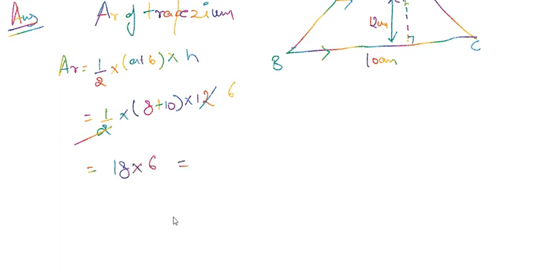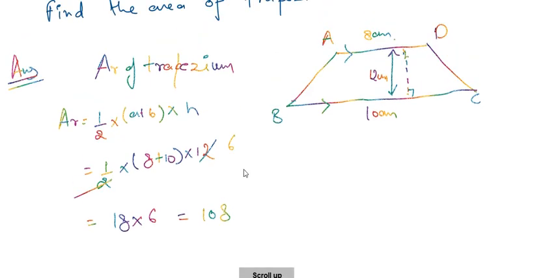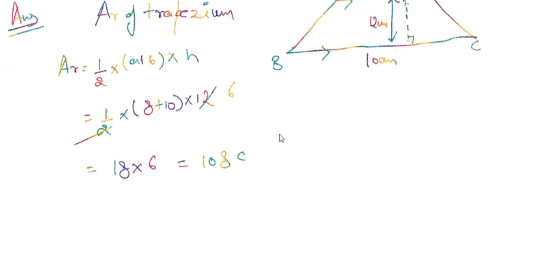Next, what should be the answer? Go ahead. 18 times 6 is what? 108? Yeah, 108. And since it is in centimeter, the area would be in centimeter square. Okay, so this is my answer. So this is how we find the area of a trapezium. Let's check another one.